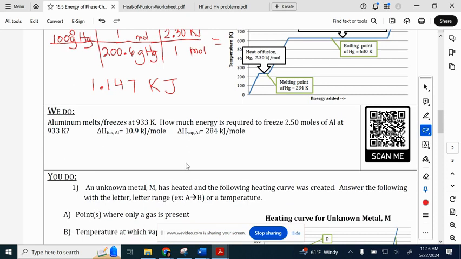We are going to freeze it at 933 Kelvin. And then we are going to cool it. What do we want to cool it down to? Room temperature? Want to do room temperature? So 298 Kelvin. Okay. So we're going to start it out here, and then we're going to cool it.